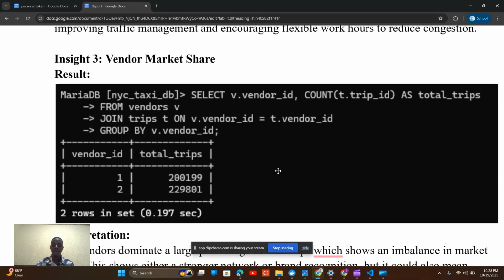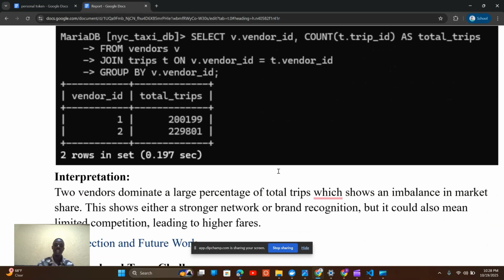Again, there are some vendors that have the highest trips. To me, maybe it's because of their reputation and their good services that help them to attract customers, and customers take them as the better vendors.